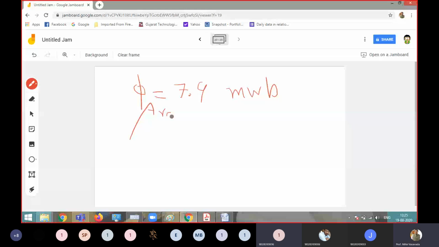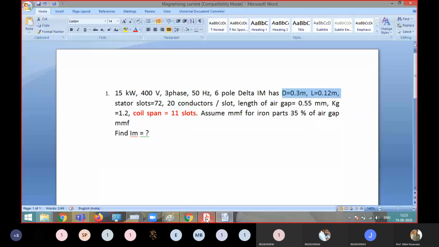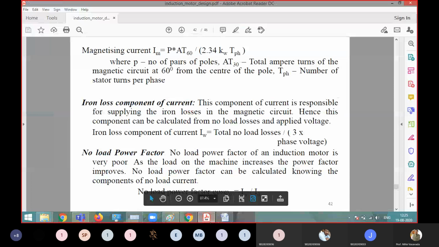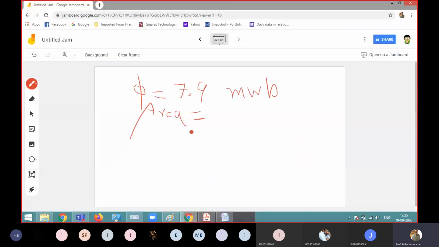D you need to take in meter only. If our area comes in meter square, right? So use the values given in meter only. And write down the answer of area in chat box also. Those who worked out, it should be in meter square. Remember.